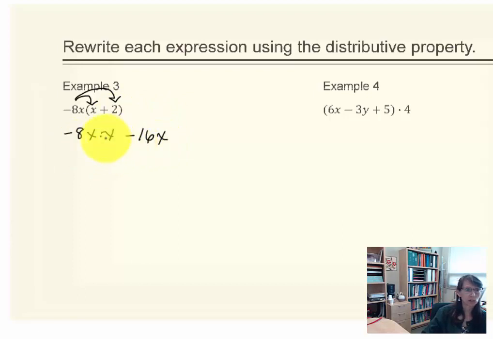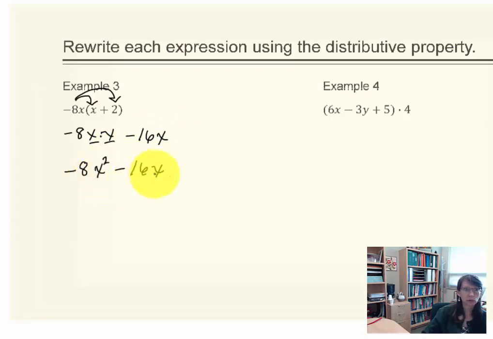And going back to this first expression, you can see that x was being multiplied by another x, so we typically would not leave it expanded. We would use exponent notation. So negative 8 is really multiplied by x raised to the power of 2, because we have 2 bases of x. And then we still have negative 16x.